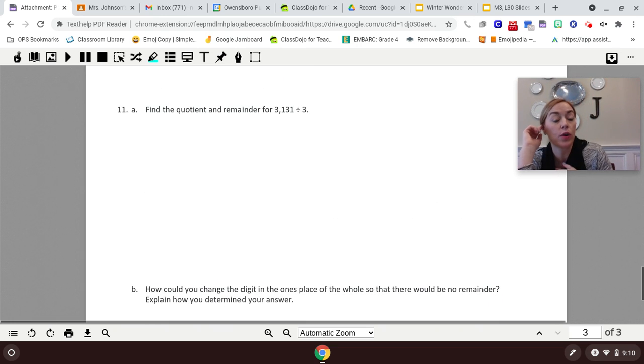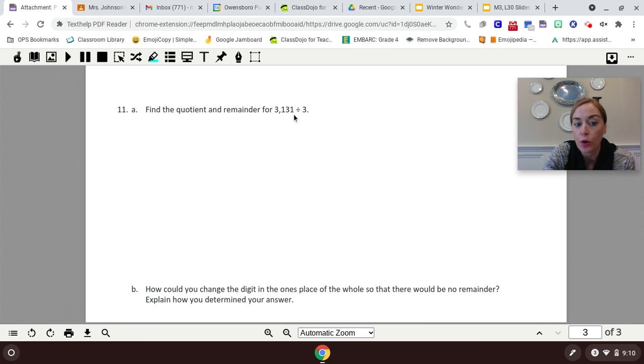Number 11 says find the quotient and the remainder for 3,131 divided by 3. So you're going to divide, and it sounds like there's going to be a remainder. And then on B, it's asking you to answer this question. How could you change the digit in the ones place of the whole so that there would be no remainder? So what could you change this 1 to in order for there to be no remainder? And I want you to tell me how you determine that, okay? So that's a higher level thinking question. I love that question. It's requiring you to do a little extra thinking, okay?